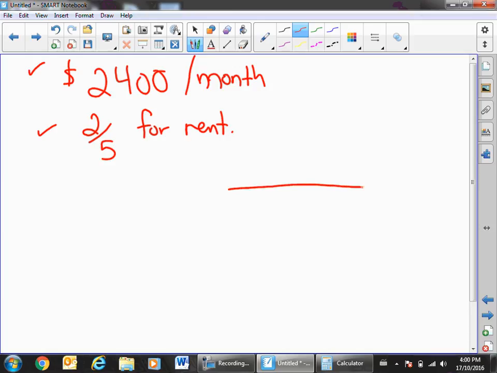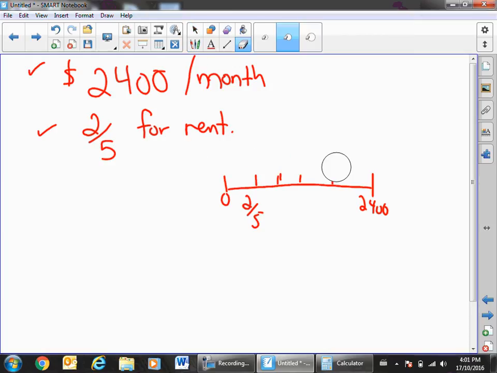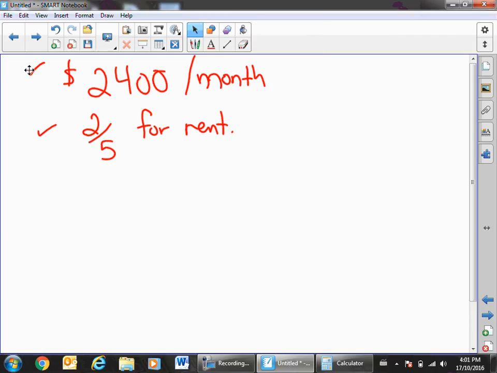So if we imagine for a second that this is $2,400 and this is $0, what we want to find out is if this was split into 5 pieces, 1, 2, 3, 4, 5, how much this much is. This would be 2/5 of that number. So the way we're going to do that is simply by multiplying 2,400 times 2/5, because we know that any number that is smaller than 1 is going to actually reduce in size.